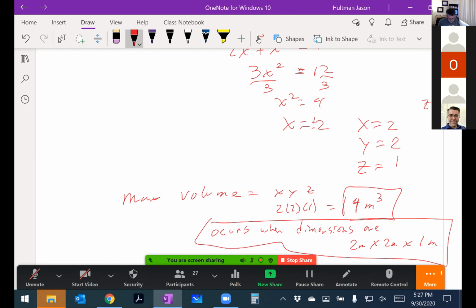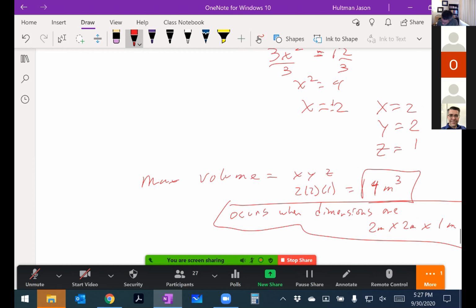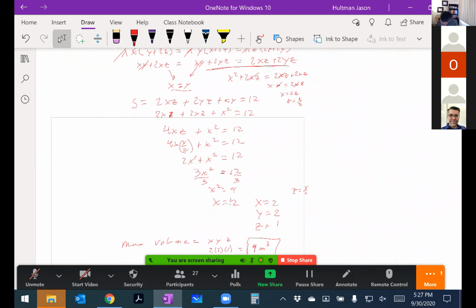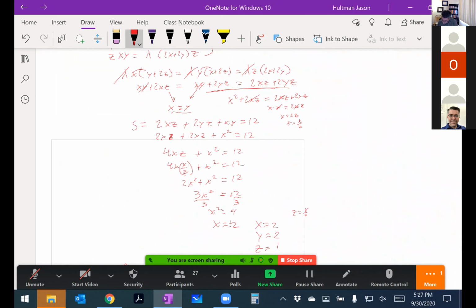Could you go over real quick how you went from the 2xz plus 2yz plus x squared equals 12 to the next line to the 4xz? I know we substituted with z equals and x equals, but I'm a little bit confused. Oh yeah, it's because when I substitute x for y, it goes in here, and then all I did was combine like terms. Oh, okay. I forgot about the y part. I was focused on the z, but that makes sense. Thank you.